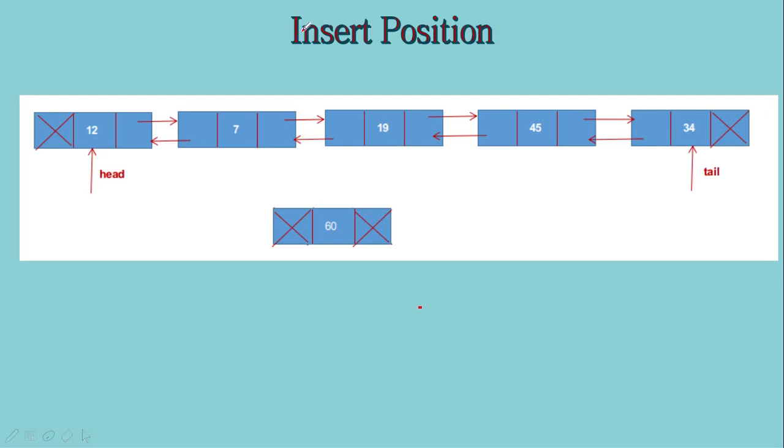Hi everybody, in this video let us discuss insert at a given position in a doubly linked list using C++. The input for this operation will be a list, the position where we have to insert, and the data which we have to insert.